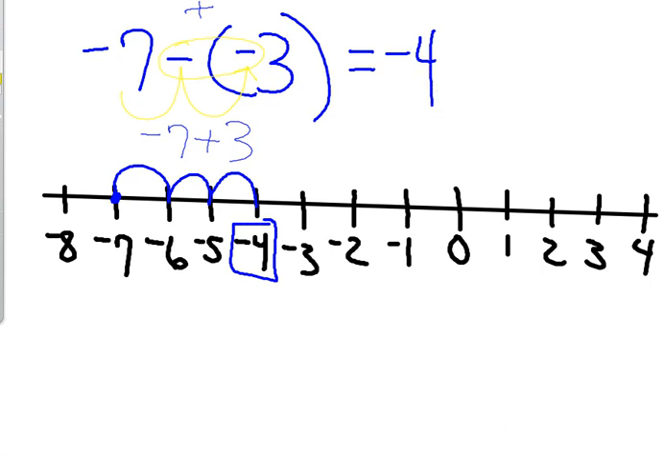Again, the opposite of the opposite is always positive. The opposite of 3 here is negative 3. The opposite of negative 3 is positive.